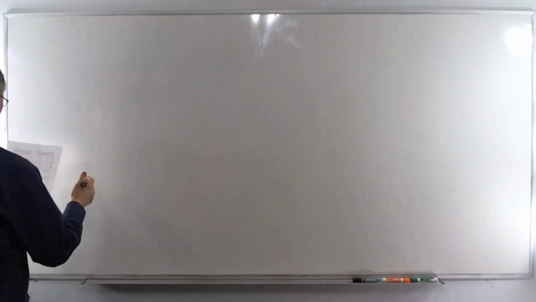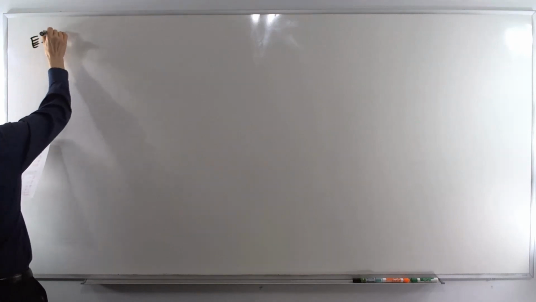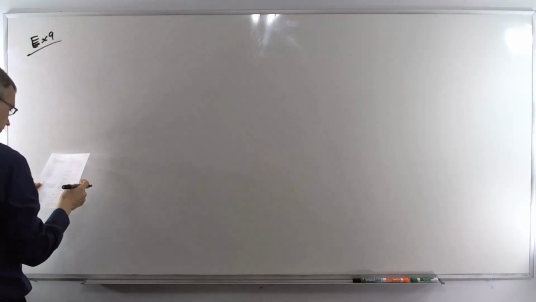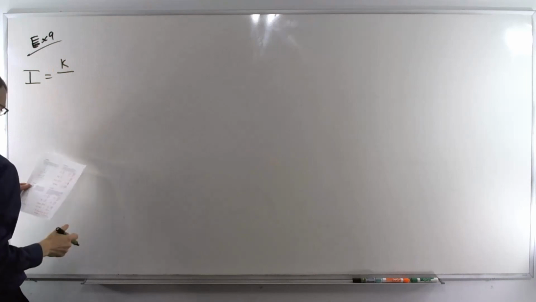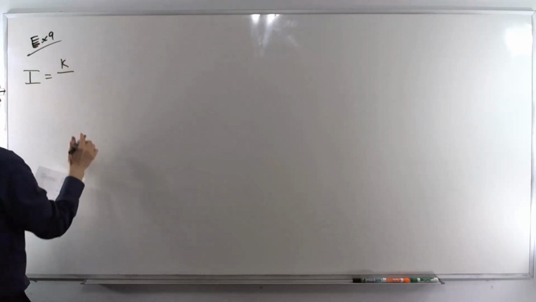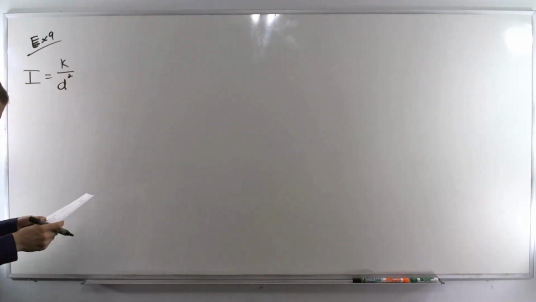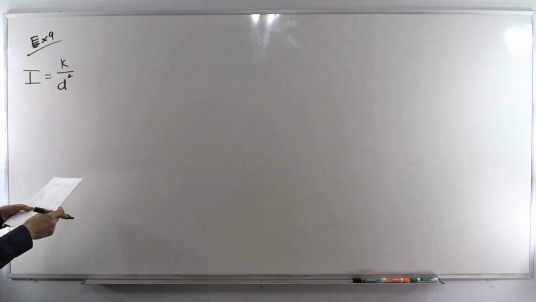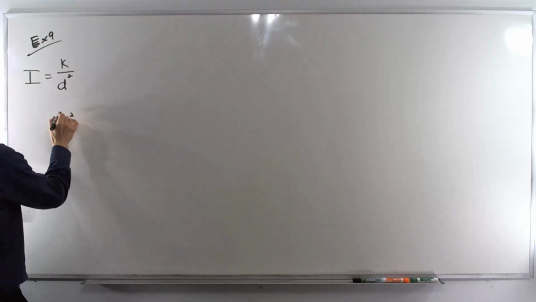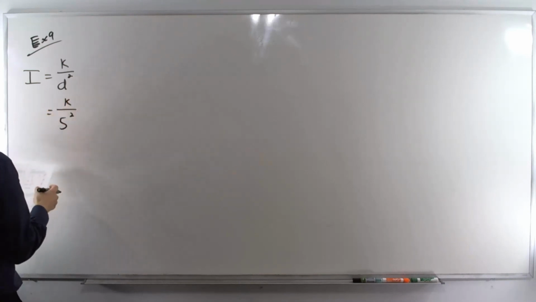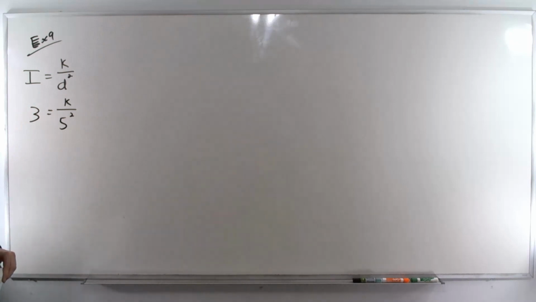Example 9. The intensity of light varies inversely. All right, intensity varies inversely with the square of the distance. If the intensity 5 feet from the source, all right, we're 5 feet from the source, that is 5 squared, is 3 foot candles. The intensity, 3 foot candles.